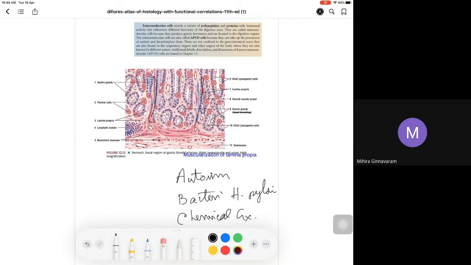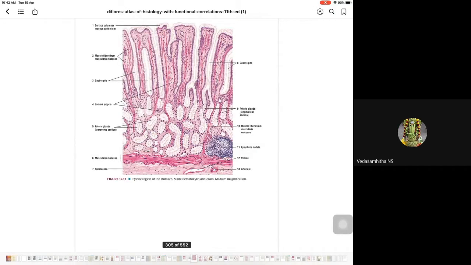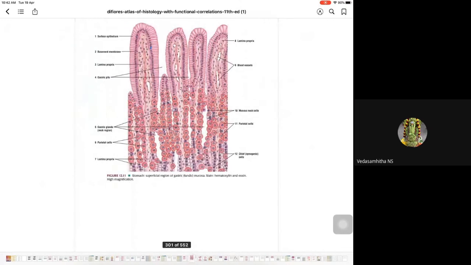Villiform surface changes, edema of the lamina propria, muscularis mucosa hyperplasia, and the extension of muscle into the lamina propria. These are all the criteria for chemical gastritis, and you see it in biliary reflux and NSAID use. This is from the pyloric region. Even the cardia will look like this. No parietal cells at all, whereas in the fundus and body you see a lot of parietal cells.